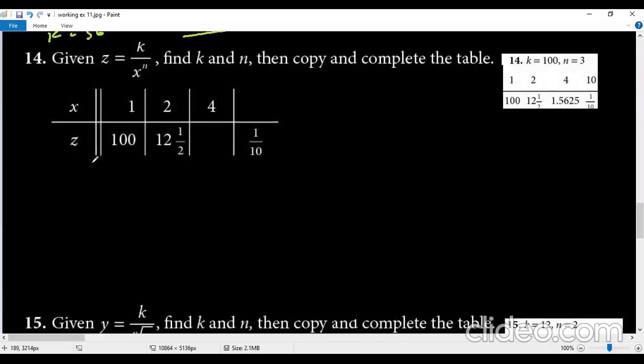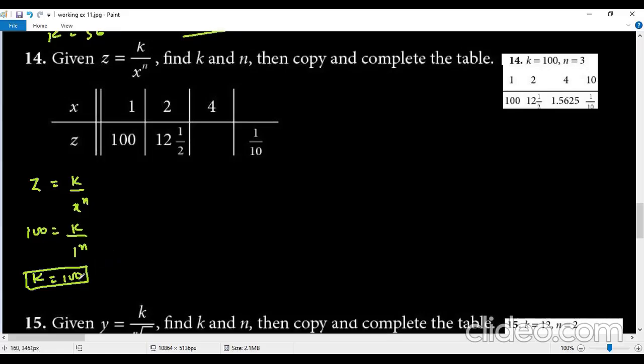In here it is given as Z equals, this is a tricky question, so be very careful. First of all, we need to find out how much N is equal to. So it says x to the power of N. We don't know what the power of N is. So we need to find out N first. So in here, the first part it says Z equals 100, k is unknown, x is 1, power N. That means k is equal to 100. Okay, so first we find out k, because in the question it says find k, N, and then copy and complete the table.